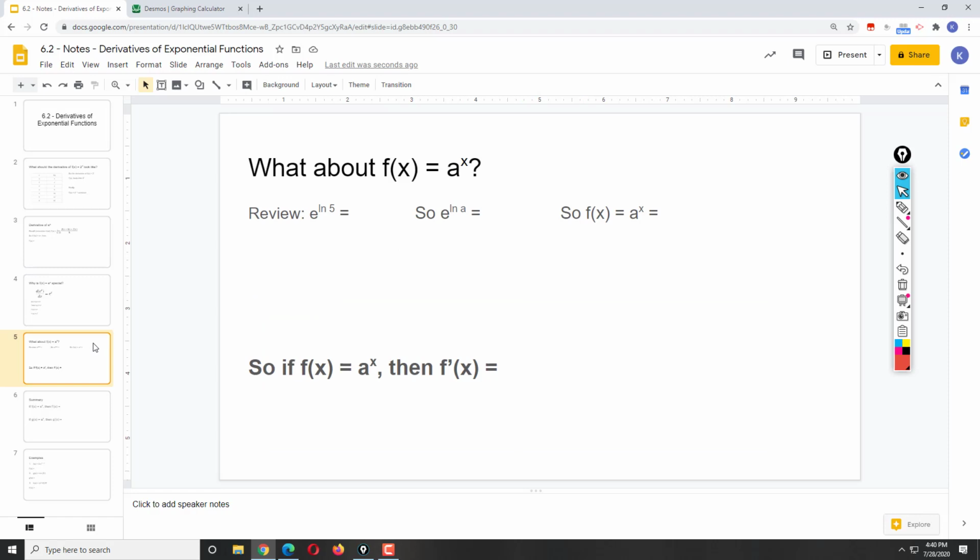So we know the derivative of e to the x is e to the x. What about the derivative of a to the x? So now the base is not necessarily e, it's any number. Maybe 3 to the x, 4 to the x, and so forth. Okay, let's figure it out.